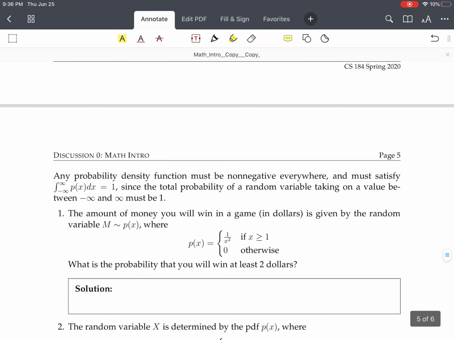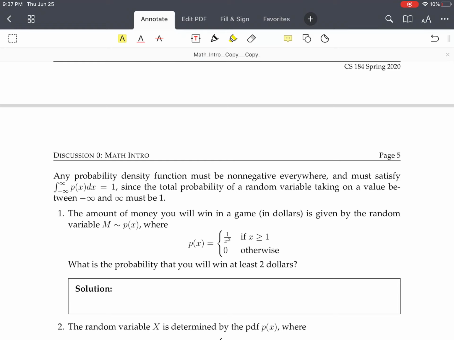Okay, so there's a couple rules that probability density functions or PDFs have to satisfy. One of them is that they have to be non-negative, which is just because I don't think you can have a negative probability. I'm not sure what that would look like. And another thing is that it has to satisfy this integral, which is basically all it's saying is that the total probability across all possible outcomes has to be 1. So basically something has to happen. And so this is just another way of writing that.